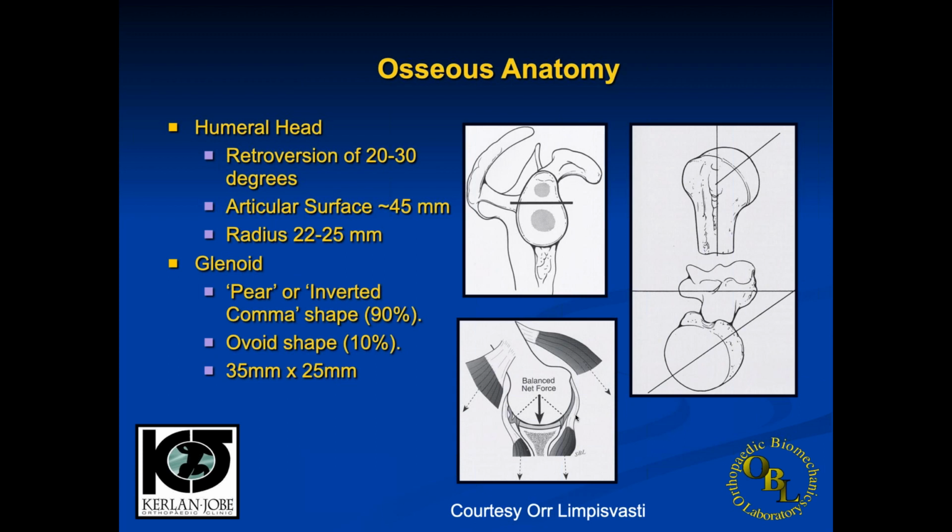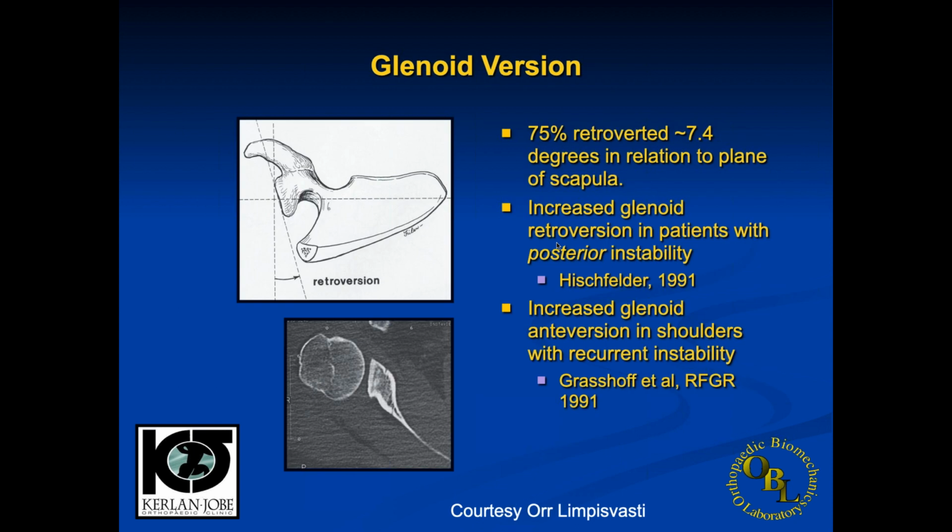So we talked a little bit about the osseous anatomy before, but typically if you look at the humeral head, normally it's in about 20 or 30 degrees of retroversion. The articular surface is around 45 millimeters. The glenoid, which is something we always evaluate, should have a pear shape appearance, which we see here, bigger down here and a little bit smaller up here, kind of ovoid, and it typically is around 3 centimeters in diameter.